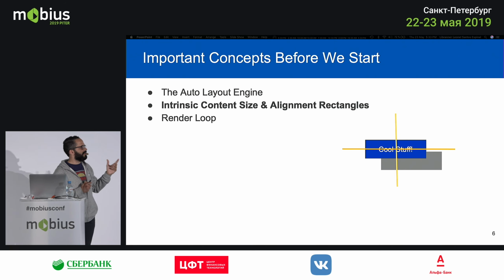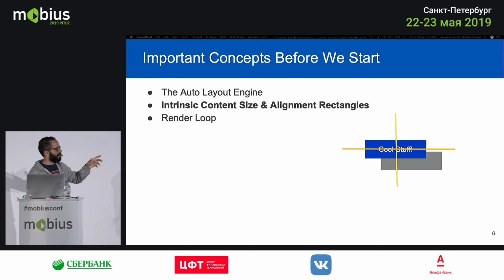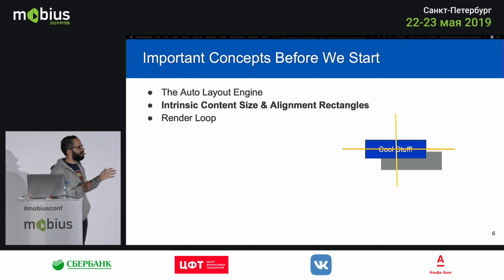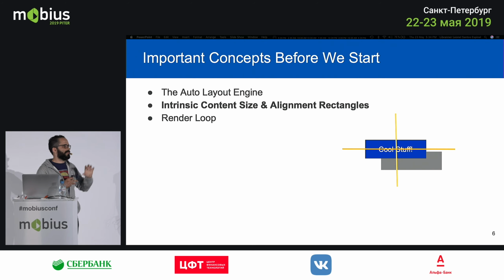And alignment rectangles are something pretty curious because if you see the image on the left, that's a label that has a shadow. But when you work with auto layout, if you want to position that label, it won't take into account the shadow. It just takes into account the label and the letters. So that's really important to keep in mind when you're working with auto layout.